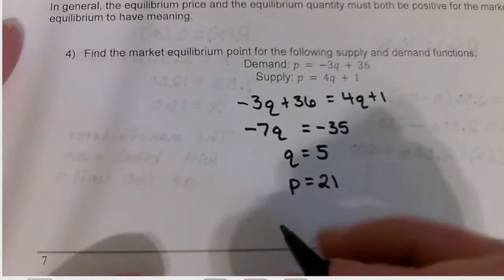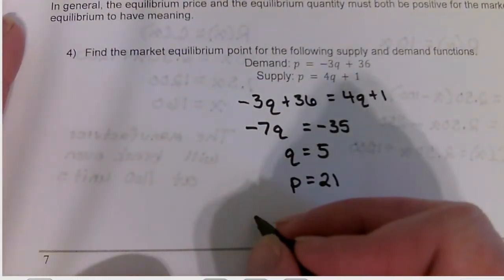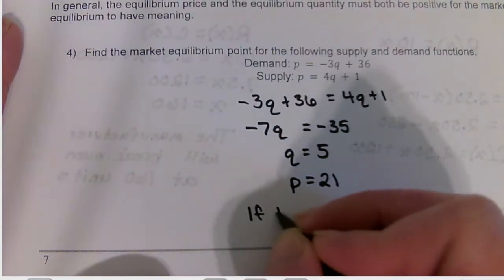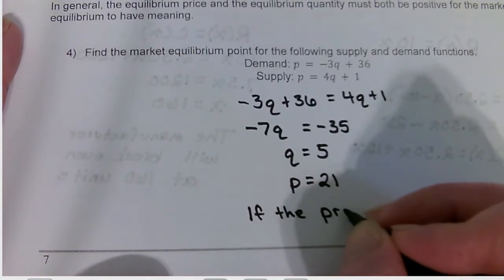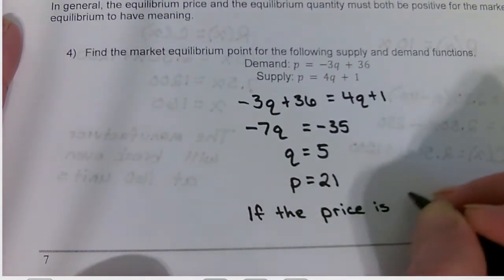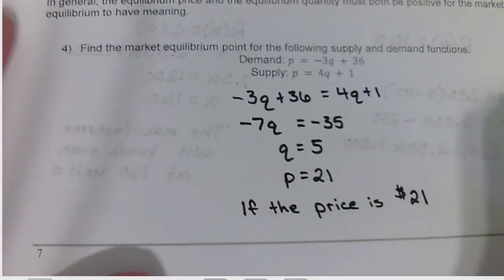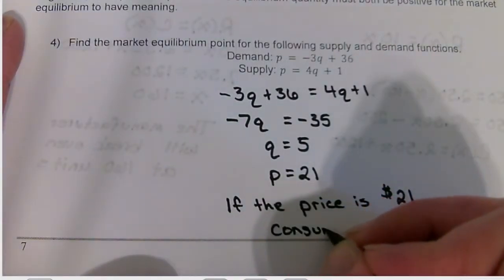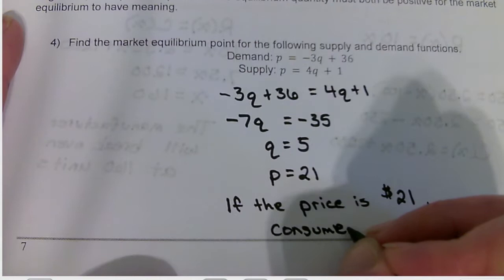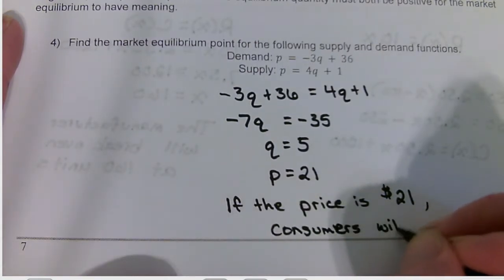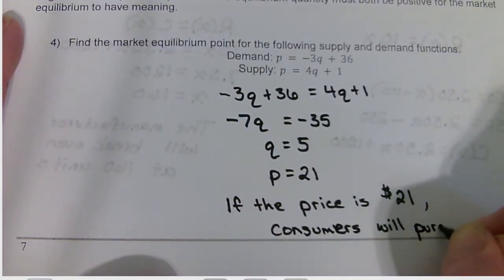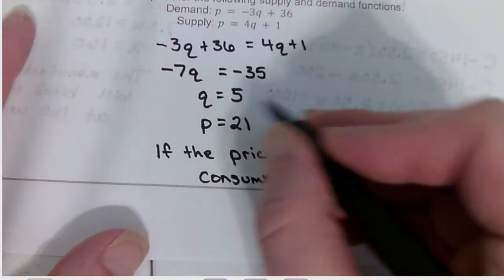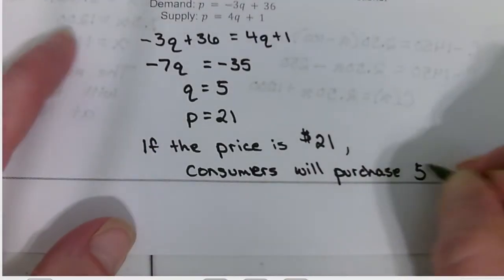So this means if the price is $21, consumers will purchase how many units? Quantity, 5 units.